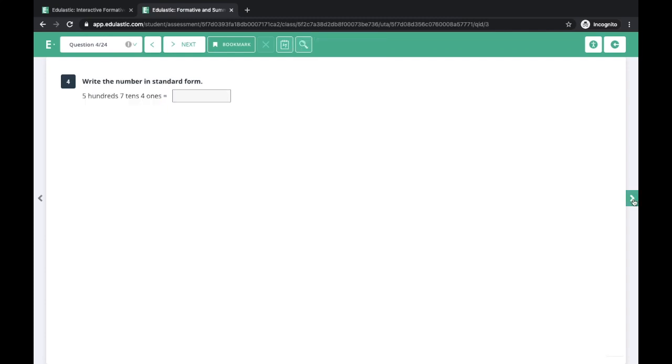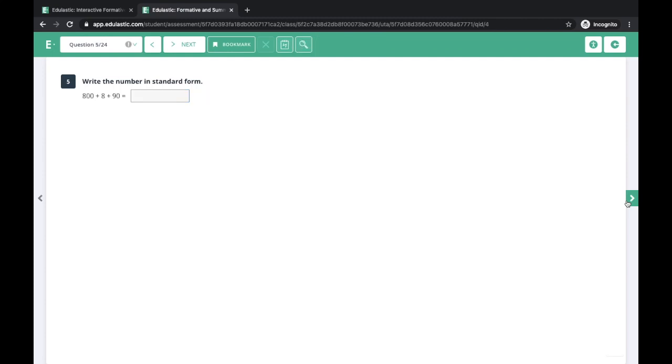All right. Question number 4. Write the number in standard form. Standard form is just the regular way we write a number. So let's look. 500, 7 tens, and 4 ones. 500, 7 tens, and 4 ones is the same as 574. So in our box, we're going to type in our number in standard form, 574. We're going to click our arrow.